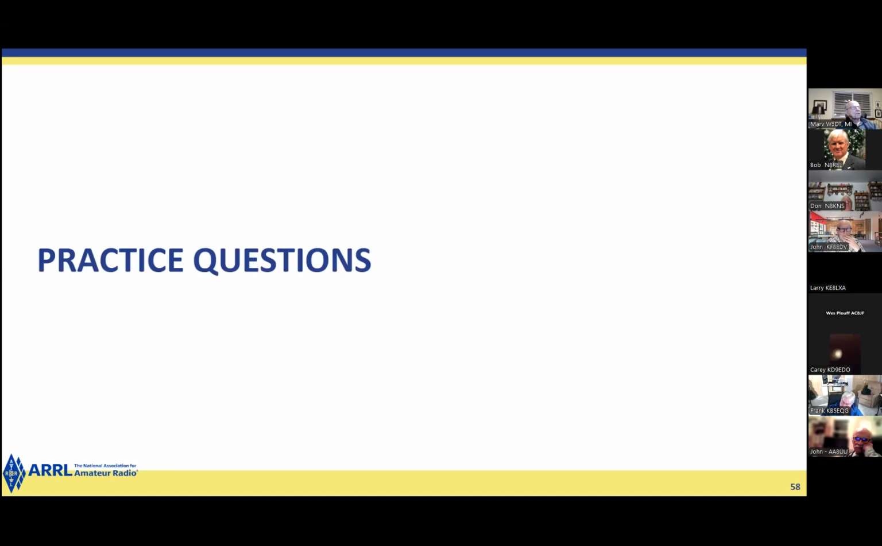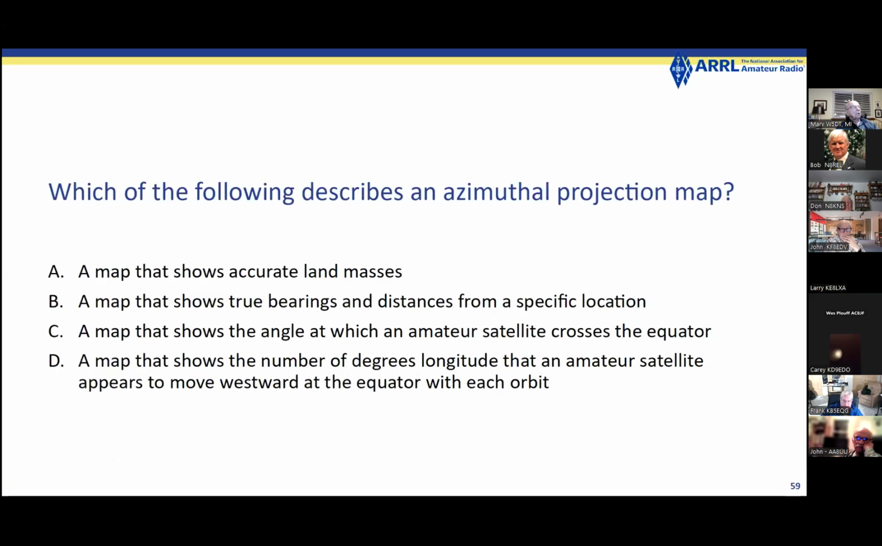Practice questions. Which of the following describes an azimuthal map projection? A map that shows accurate land masses, a map that shows true bearings and distances from a specific location, a map that shows the angle at which an amateur satellite crosses the equator, a map that shows the number of degrees longitude that an amateur satellite appears to move westward at the equator with each orbit.